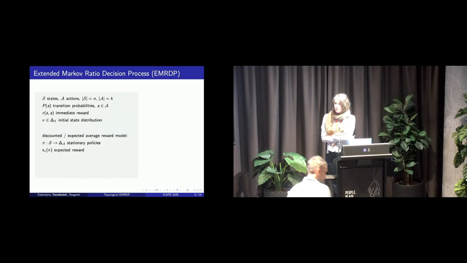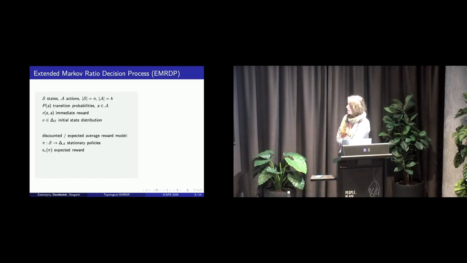So people here are familiar with MDP, with its finite state action space, transition probabilities, immediate reward vector, and initial state distribution. One seeks to optimize over stationary policies, considering either discounted or expected average reward models in infinite horizon.